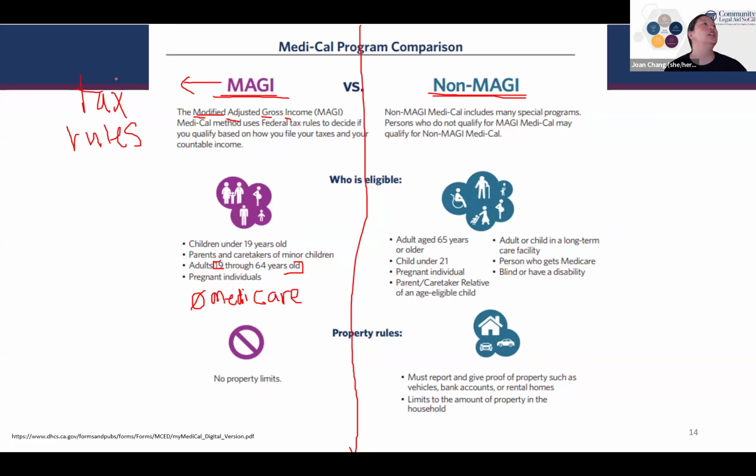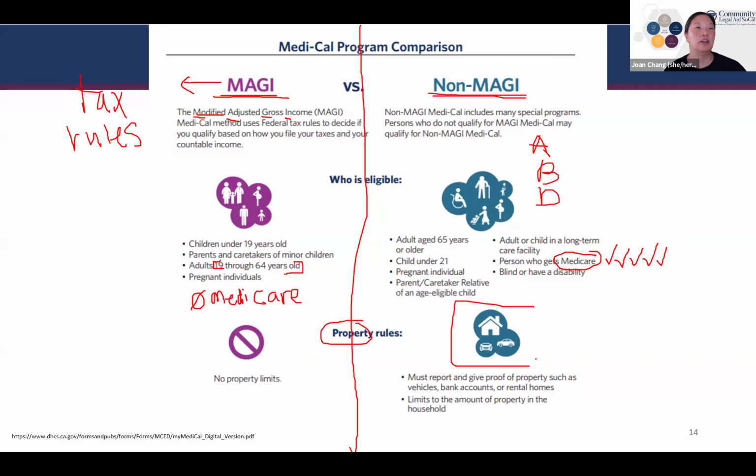So we're not looking at tax rules. We're looking at different types of rules. Non-Magi folks generally are folks who have Medicare or who we call age, blind, and disabled. And we're going to talk about that. So these are for folks who have Medicare. There are special rules. The main difference between Magi and non-Magi is that with non-Magi, we're going to be looking at property and assets.